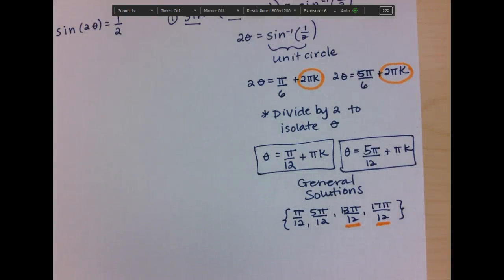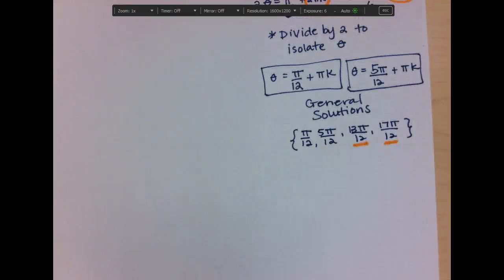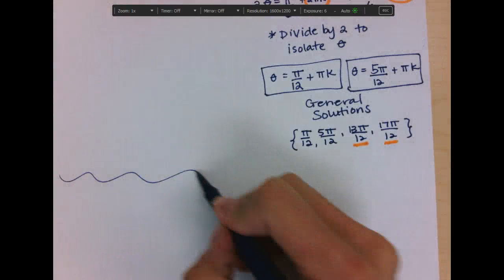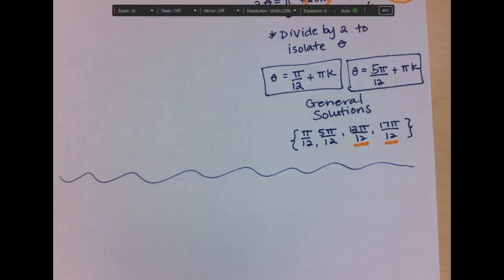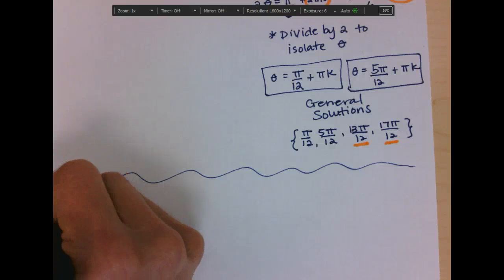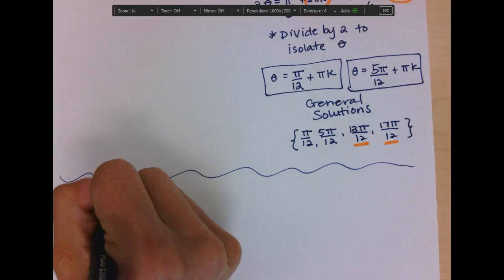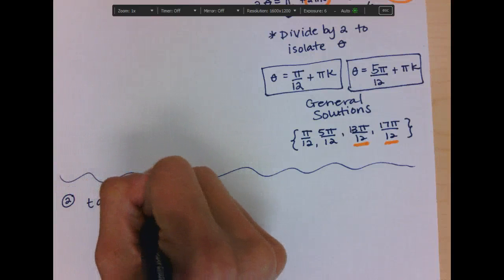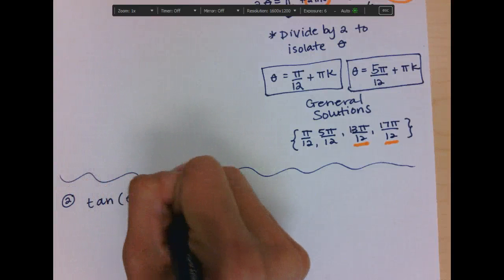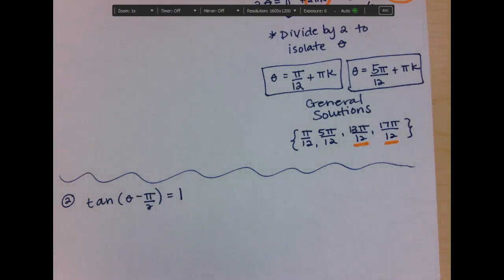That's one example that I wanted to go over. Another example that I would have done in class today if I had more time would be to do something with a tangent by hand. I know we did one equation in class where we used the calculator to solve a tangent equation, but let's do one by hand. This is a good example that I would have done had I had more time in class today.